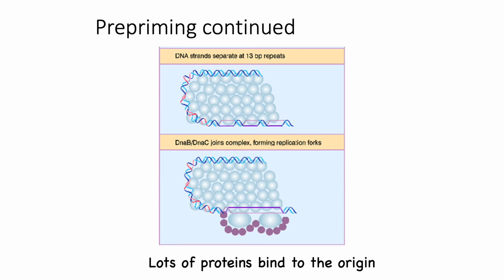Now you might notice on the previous slide that these 9 base pair repeats are AT rich, which makes them a little weaker in terms of base pairing so that the 2 strands are a little easier to separate. So once we start to separate those strands, then other proteins, DnaB and DnaC, come in and start to pull those two strands apart even more. And once that happens, then the helicase can come in and separate the strands and start moving the replication forks in opposite directions.